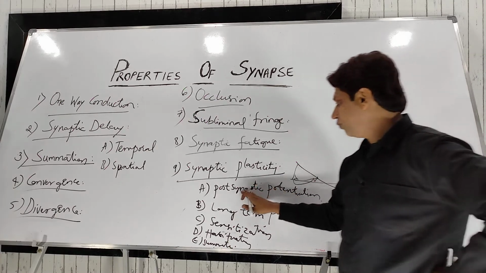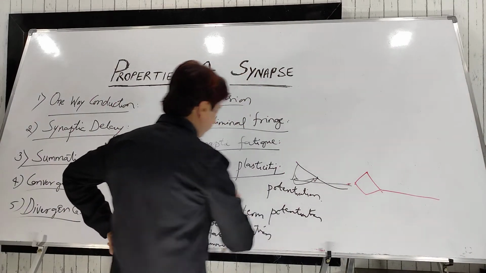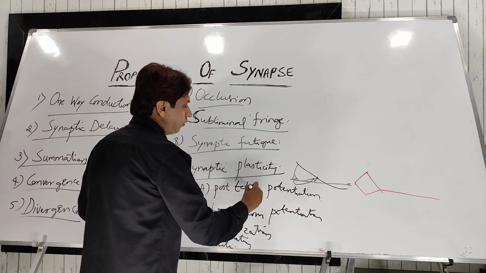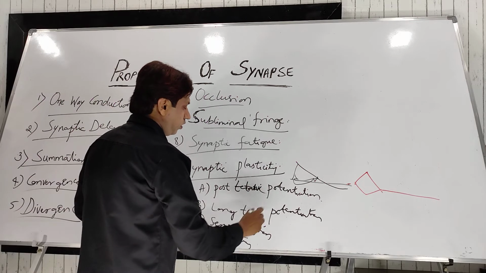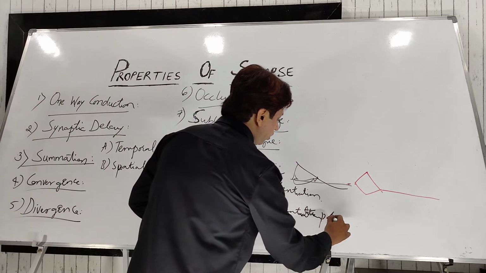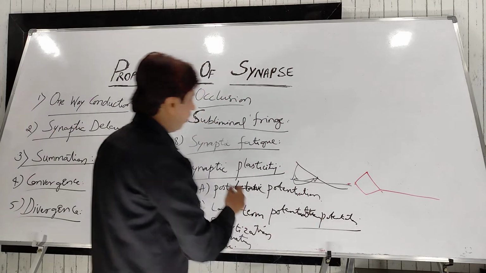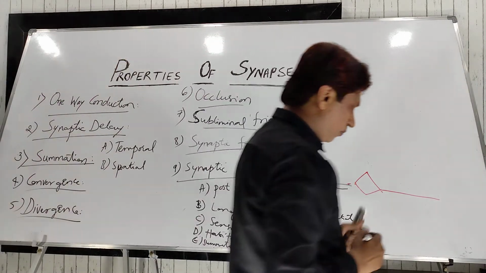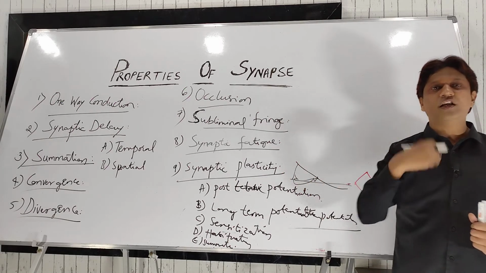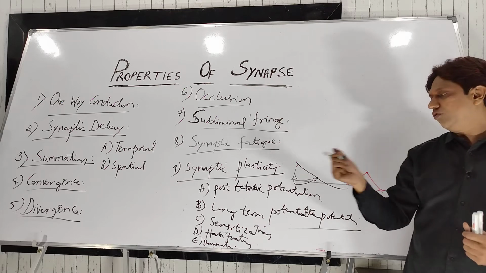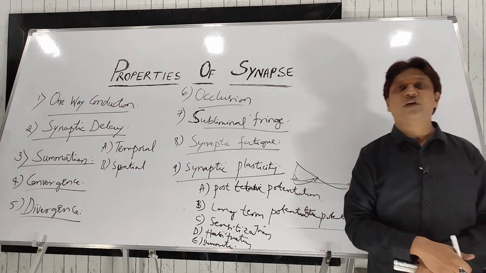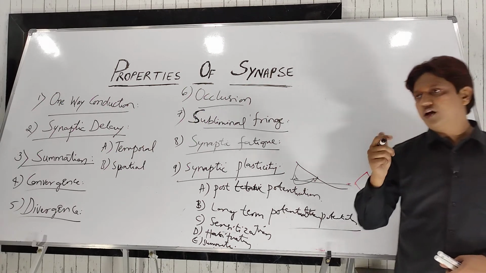More specifically, it is post-tetanic potentiation, or long-term post-tetanic potentiation. So what is this post-tetanic potentiation? Suppose you give one stimulus, and after that you give a repeated stimulus, that is 100 per second, then again you give the same normal stimulus, there is an increased response seen here in the postsynaptic neuron. That is known as post-tetanic, that is tetanus, repeated stimulation.